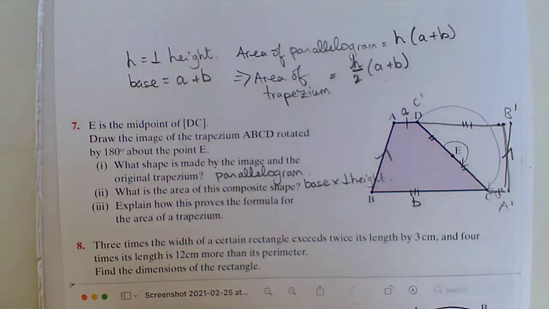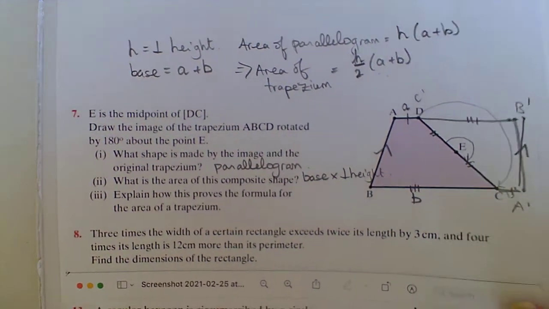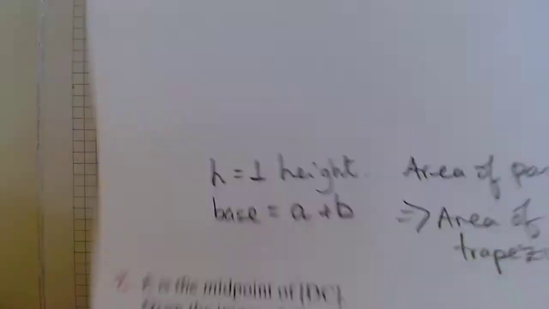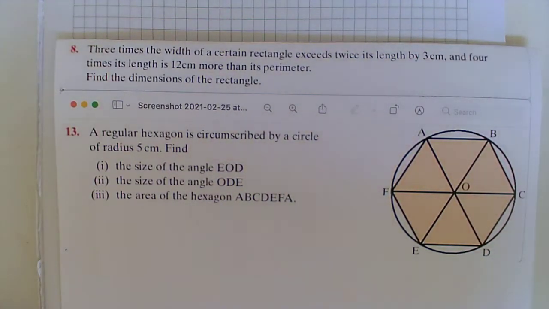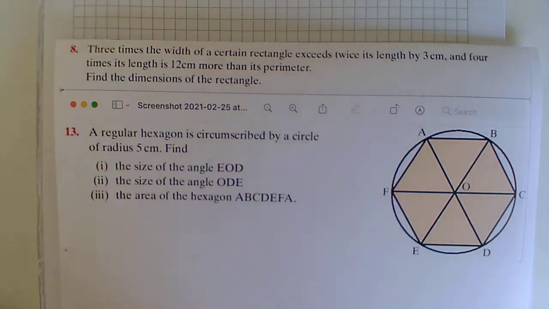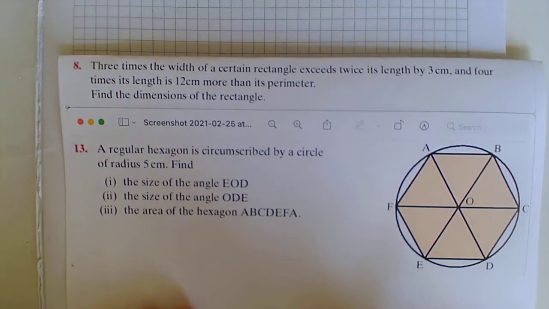Okay, let's move on to question 8, a question that I would have expected most people to be able to attempt. Question 7, even though it wasn't actually that difficult mathematically, was difficult maybe in terms of how it was phrased. But question 8 was similar to what you would have seen in your notes. So we're told that 3 times the width of a certain rectangle exceeds twice its length by 3 centimeters.